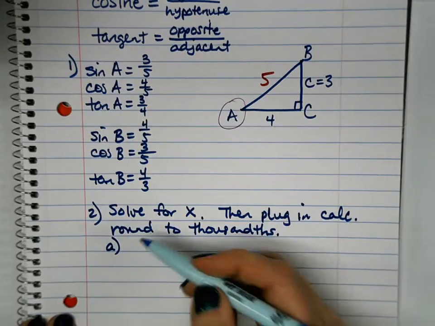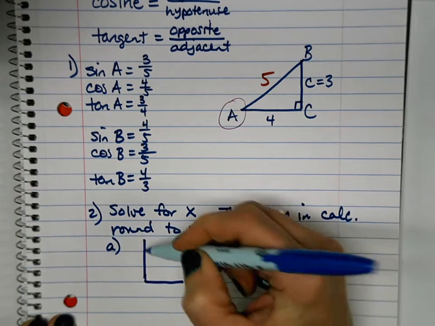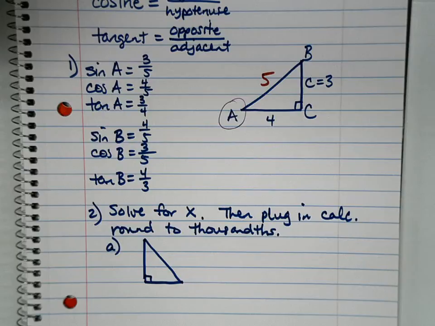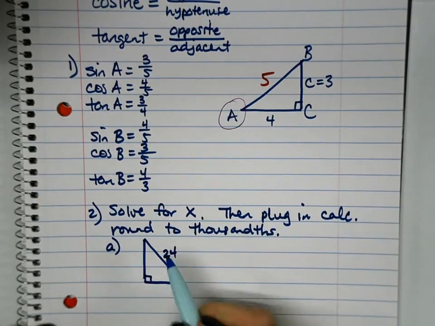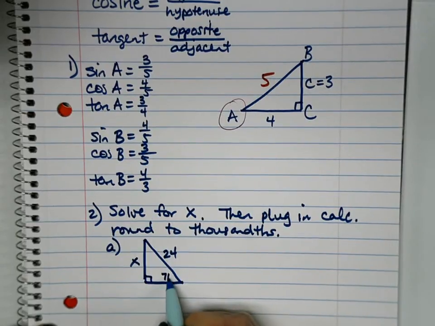Okay, first one, go ahead and draw a right triangle here. And here's what we know. The hypotenuse is 24. This side is x, and this in here is 71 degrees.